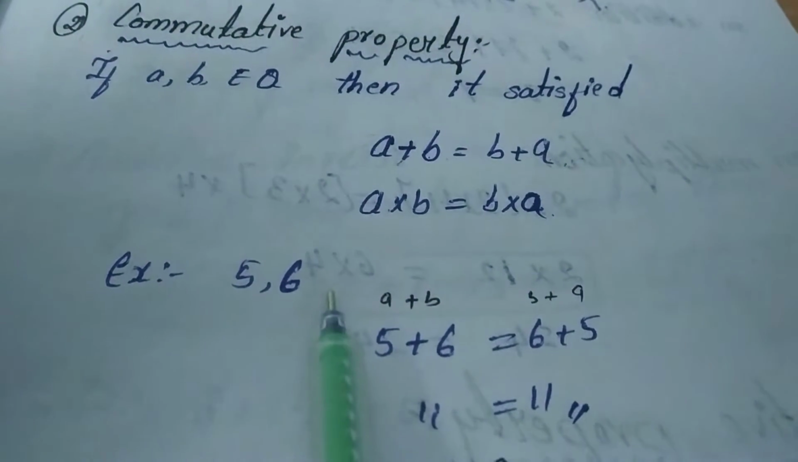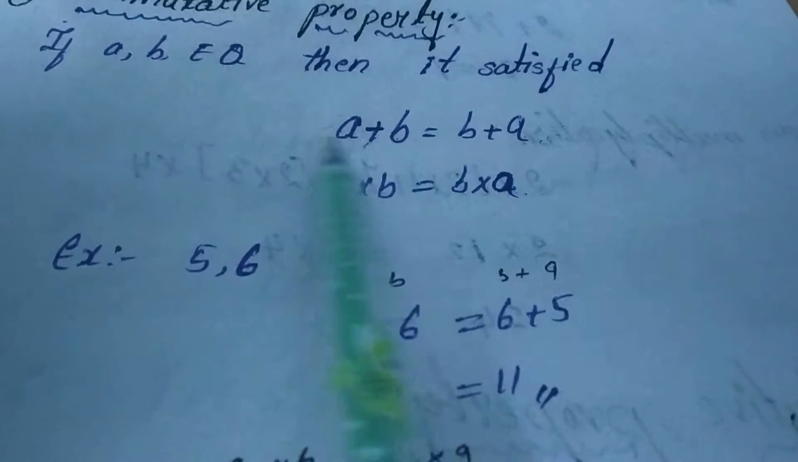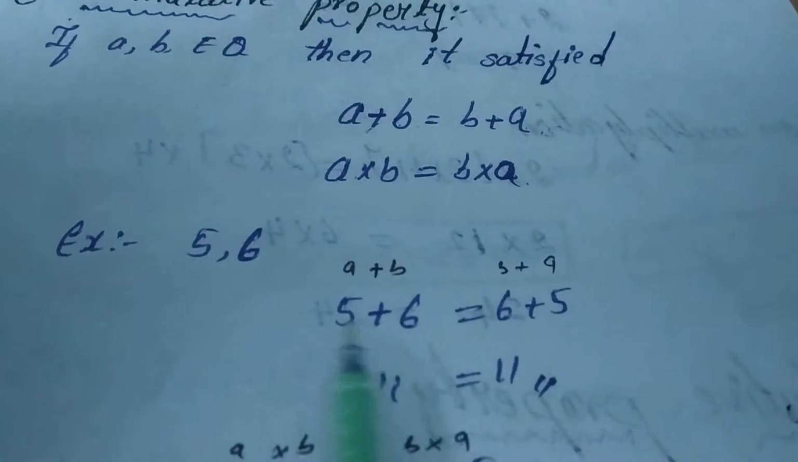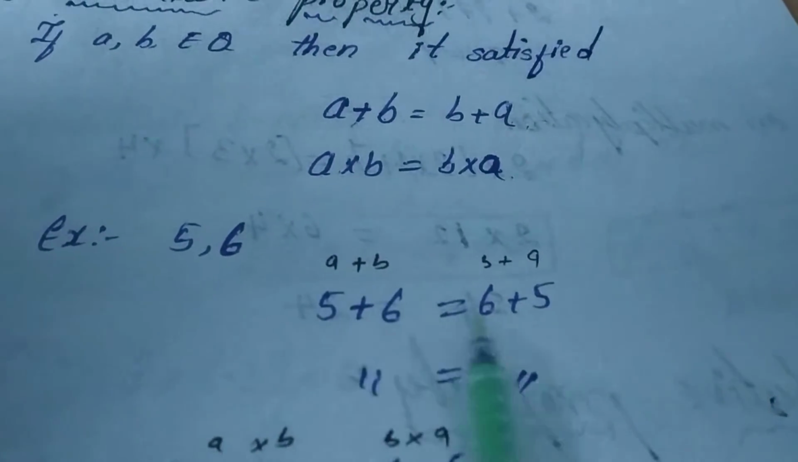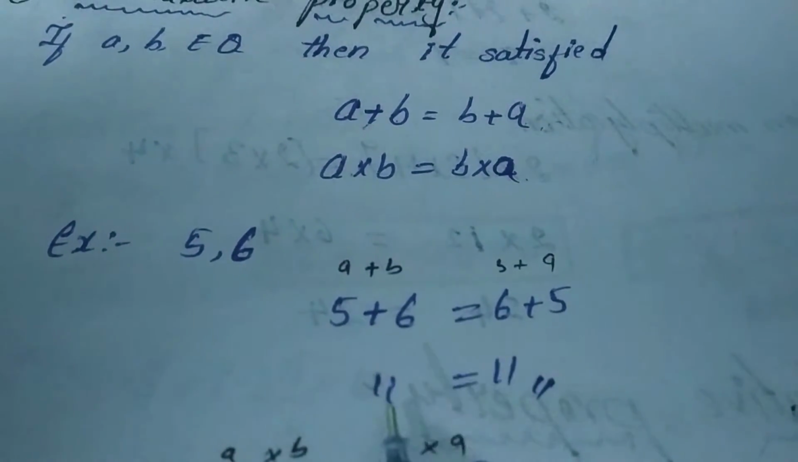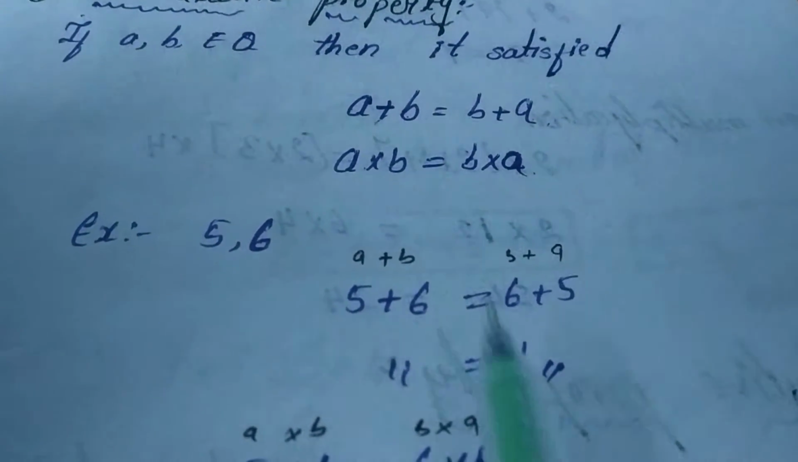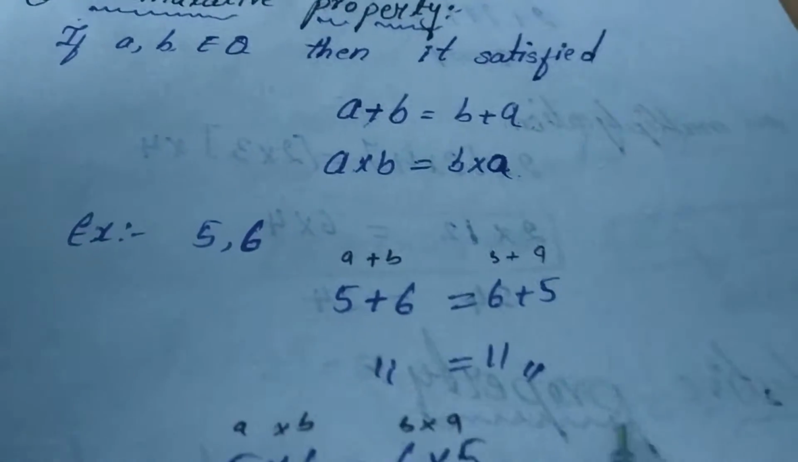5 and 6 as a and b. I am trying to prove the first condition. What is the first condition? a plus b is equal to 5 plus 6, and if we reverse it, 6 plus 5. 5 plus 6 is 11 and 6 plus 5 is 11. 11 is equal to 11, which means the first condition is satisfied.